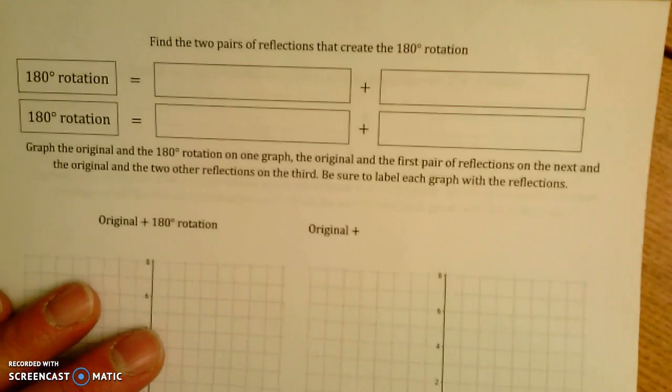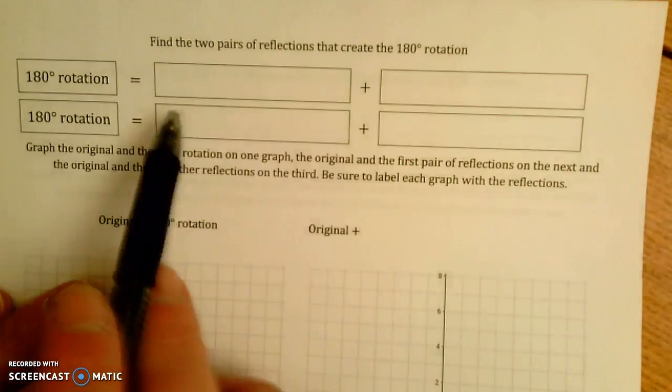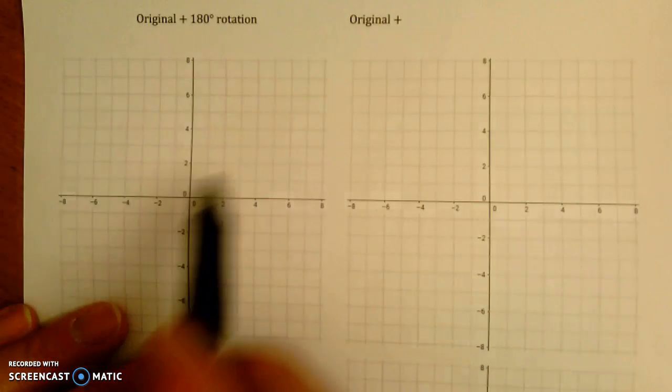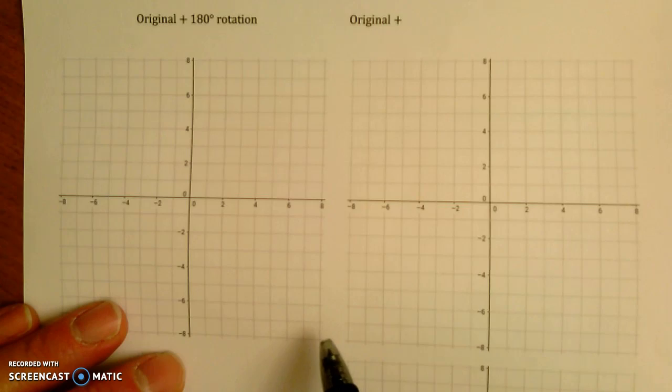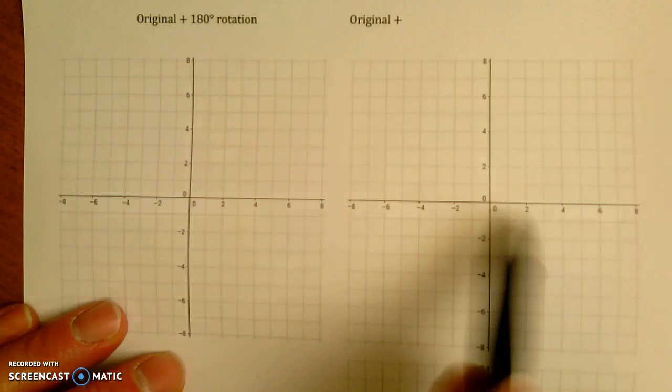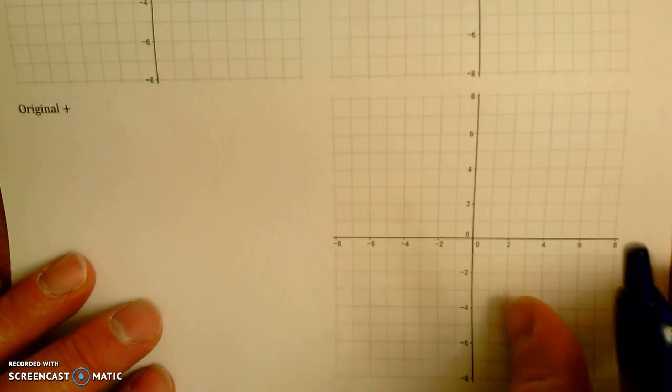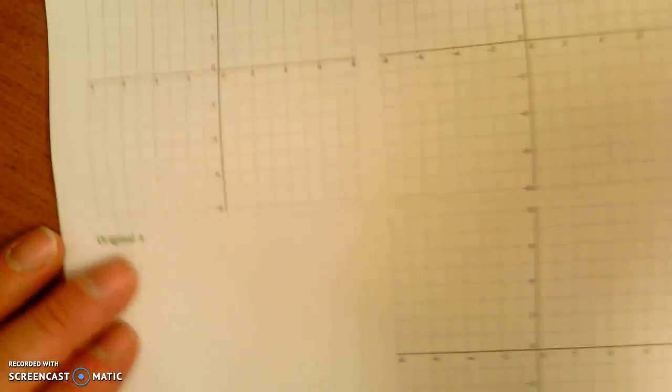Then you do the same for the 180 degree rotation. Just hunt through the list, find out which reflections produce the same end result coordinates as the 180 degree rotation. And then down here you're going to put the original triangle and its 180 degree rotation, the original triangle and the two reflections, and down here the original triangle and the other two reflections. And of course keep in mind that you're going to state which those are.